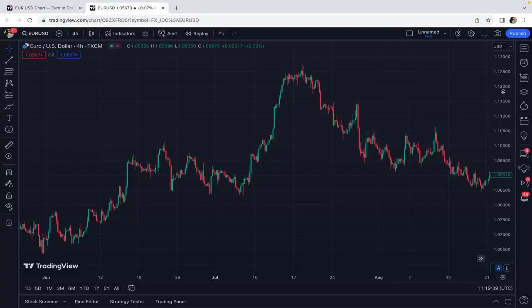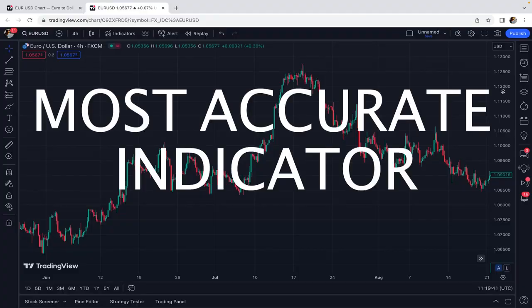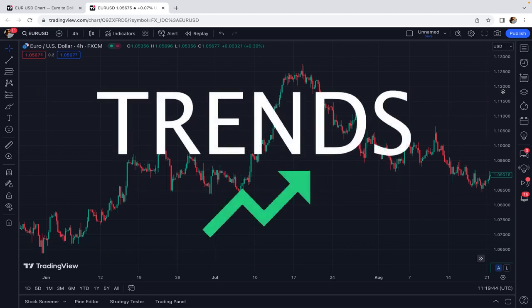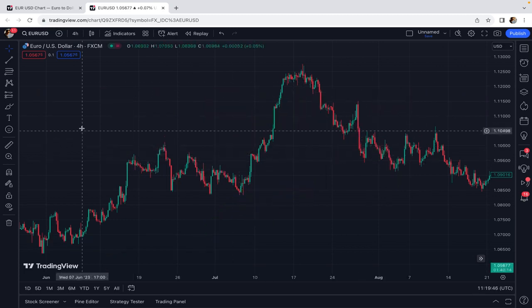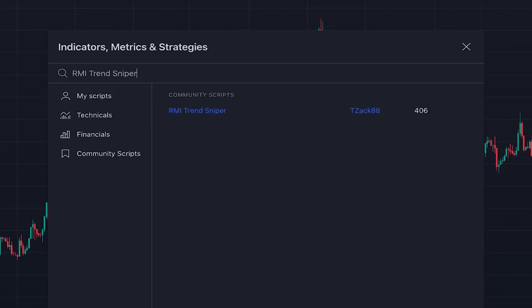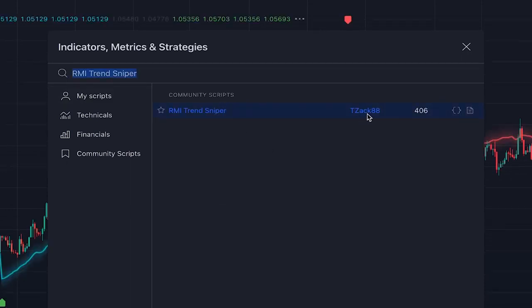In today's video, I want to introduce one of the most accurate indicators on TradingView that shows trends of the market perfectly. To add this amazing indicator to our chart, here we click on indicators and we search RMI Trend Sniper. This one, which is written by someone named TZAC88.